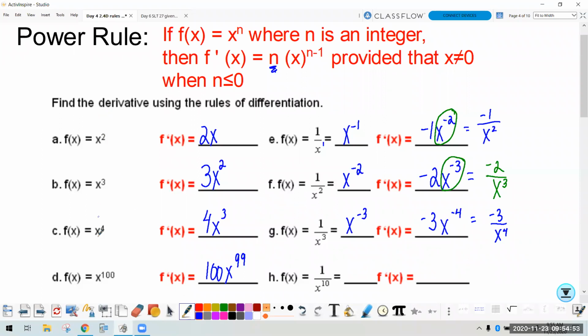Okay, so I have a chat question about re-explaining the first column. So the power rule says this exponent becomes the coefficient here, then subtract 1 from your power. So like for C, the 4 comes down to be the coefficient, and then 4 minus 1 is the new power of 3. So 100 comes down to be the coefficient, subtract 1, new power of 99.